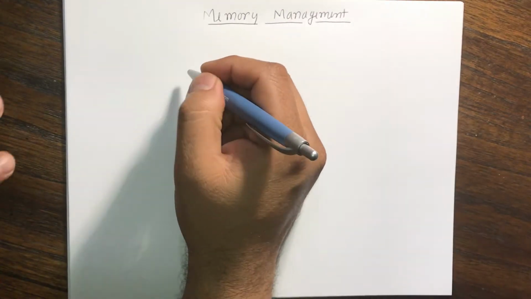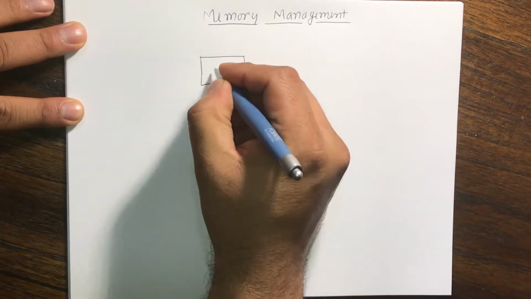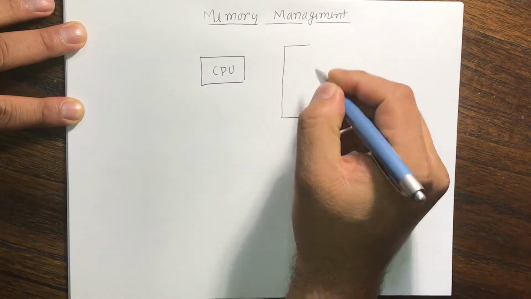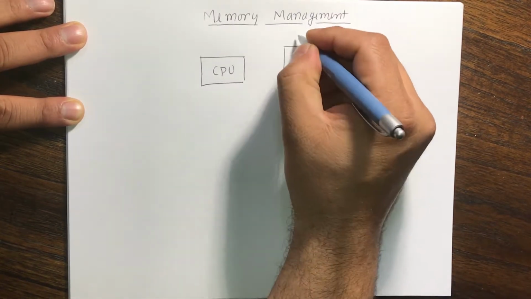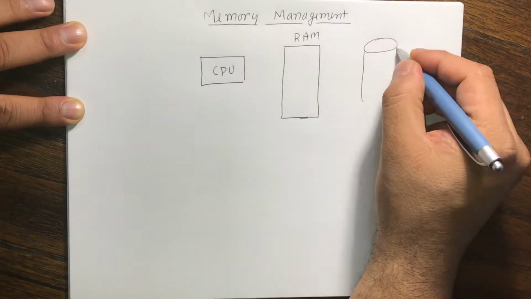Okay, so let's start with memory management. Let's say we have our CPU over here, and we have our random access memory, so RAM, over here, and we have our hard disk.